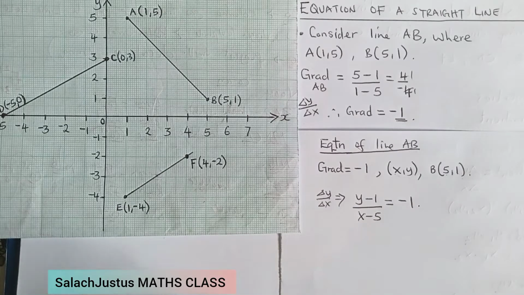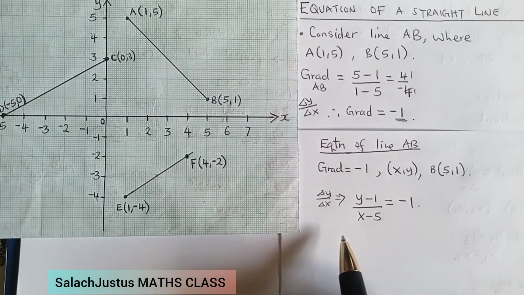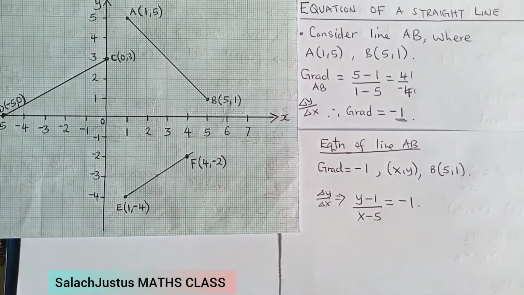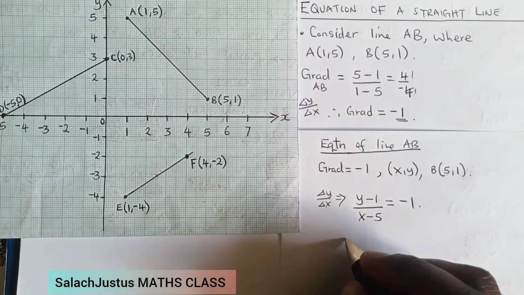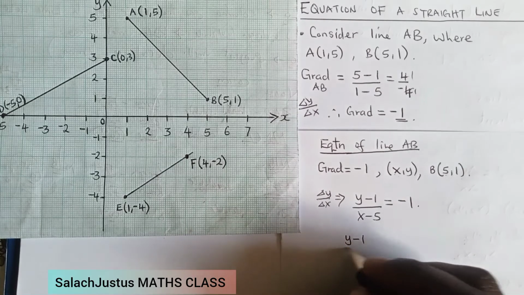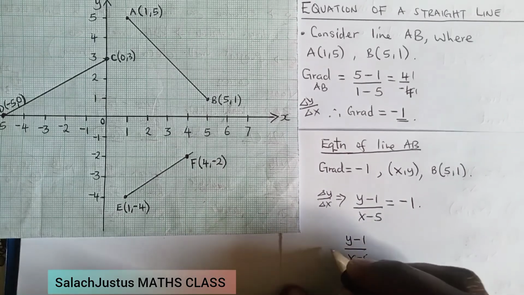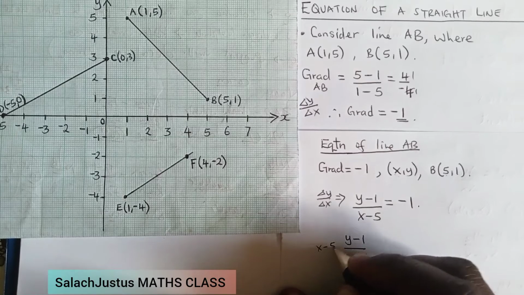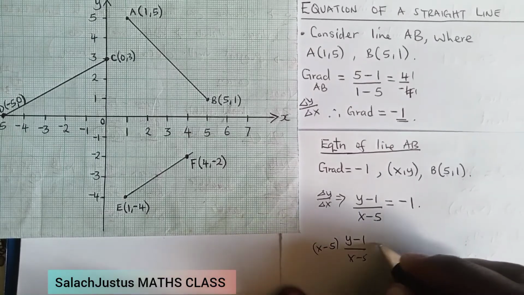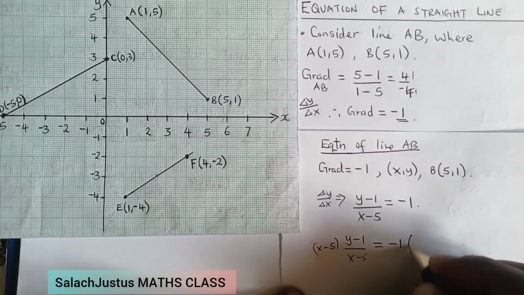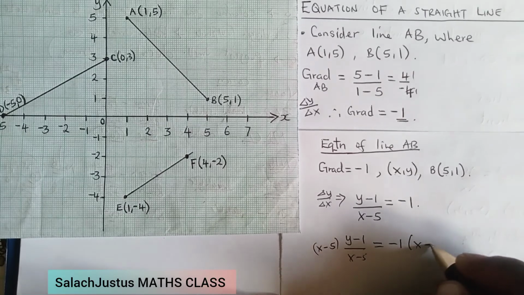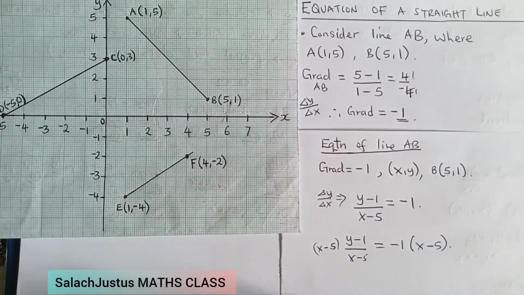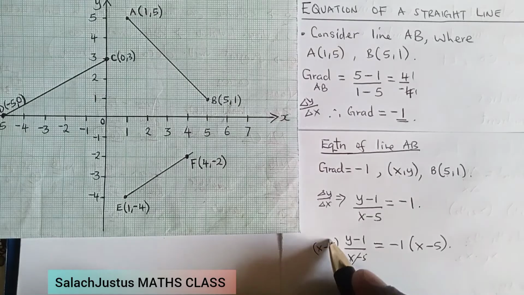Simplifying this equation, we shall multiply both sides of the equation by (x minus 5) to get rid of the denominator. So we shall say now (y minus 1) over (x minus 5), of course, we multiply both sides by (x minus 5), shall be equal to negative 1 multiplied by (x minus 5). The (x minus 5) on the left hand side shall cancel out.